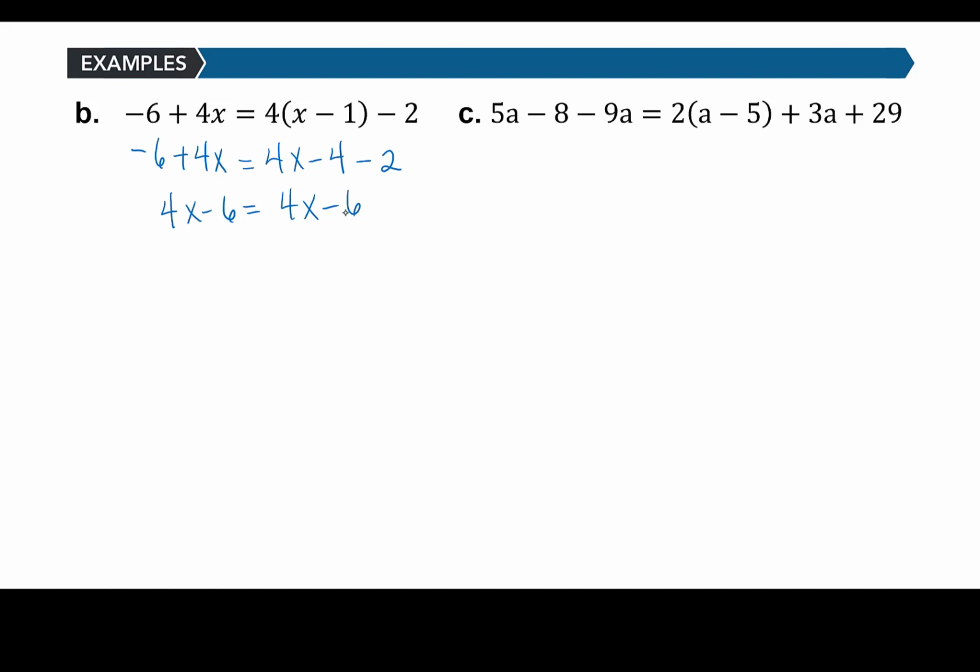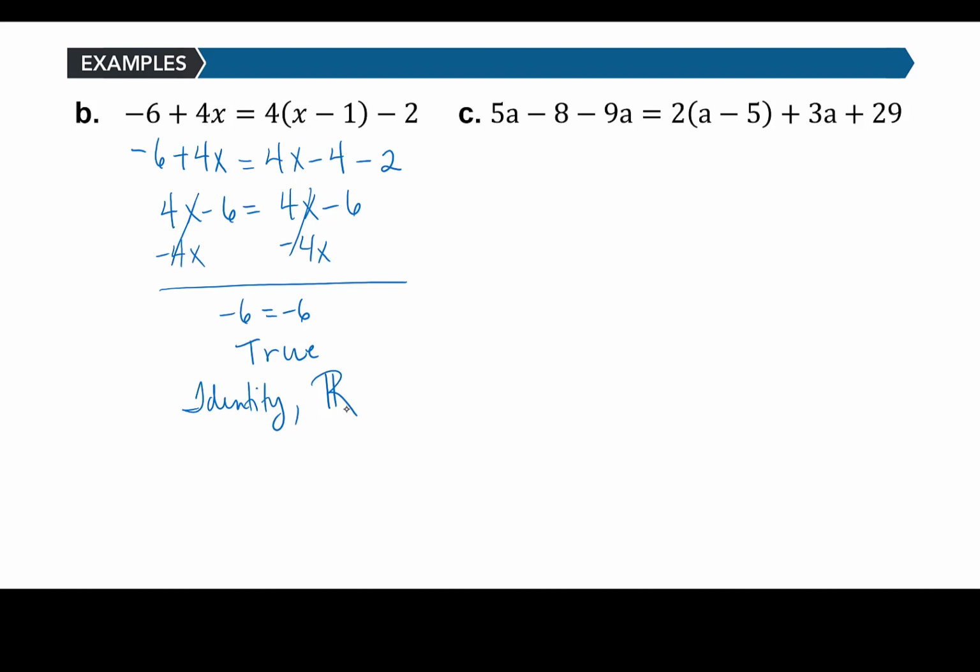So you might observe there that those are the same quantity and deduce that this is an identity, but I could subtract 4x from each side to just get negative 6 equals negative 6. Because this is a true numerical statement, this tells me that any value of x will make this equation a true statement. This is an identity. And our solution set then is the set of all real numbers.